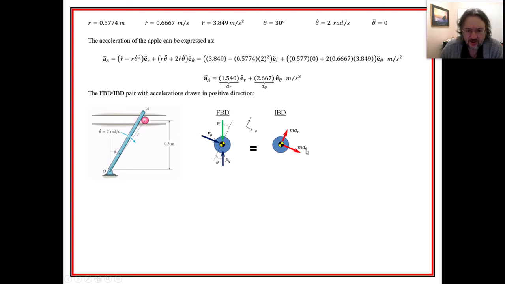So here's the acceleration in the theta direction. Here's the acceleration in the radial direction. And here's also the normal, which is only coming onto one side. We also have the weight. So apparently there is gravity as part of this.